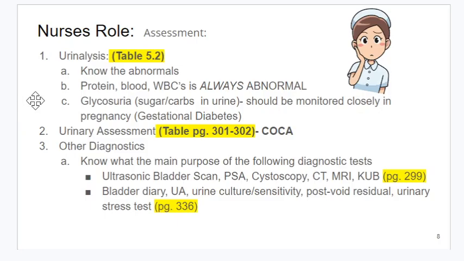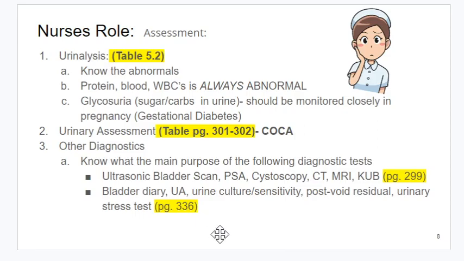The other part of our urinary assessment, obviously, is that COCA, and there's a giant table on pages 301 to 302. It is basically breaking down that COCA, the color, odor, consistency, etc. So make sure you are familiar with some of those assessment things. You guys really do know a lot of these already because you've been able to put Foleys in and explain part of that. Other diagnostics that we may use in the healthcare system do include some other diagnostic tests.